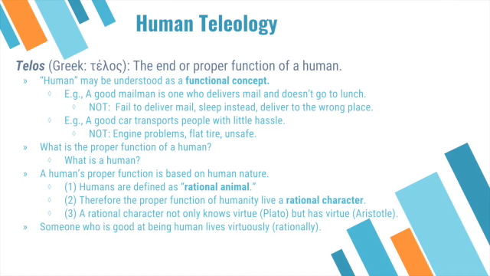Someone who is good at being human lives virtuously. Okay, so we're starting to introduce this concept of virtue here. Virtue is a way of living in a rational manner. And one who is good at being human does not react based on irrational emotion, does not have a lack of self-control, and does not lack self-examination. So these are things that are irrational. Being a good human means living rationally. But what is that?